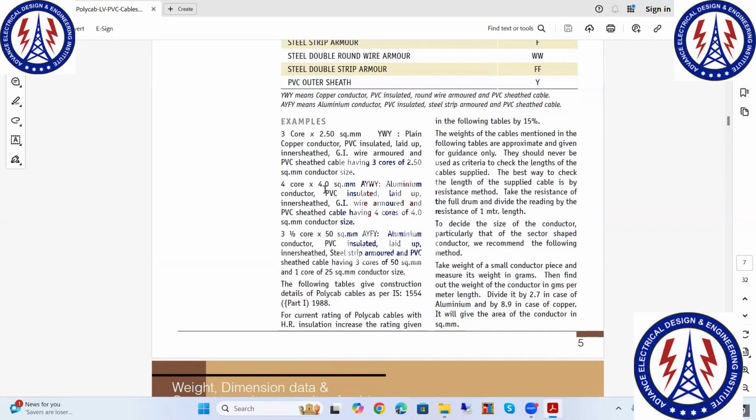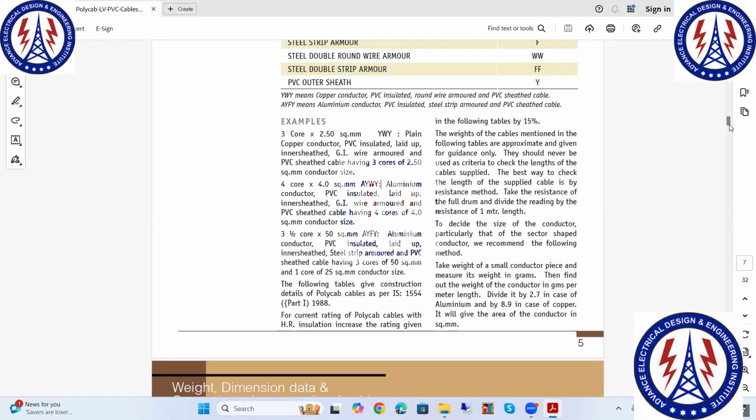Suppose I'm telling 4 by 4 square mm. 4 square mm is the cross section of a single conductor, not the entire cable. Every conductor has 4 square mm cross section. A is aluminum conductor, Y stands for PVC insulation. If it is XLPE, then the code letter is 2X. W is the wire type armoring and Y is PVC outer sheath.